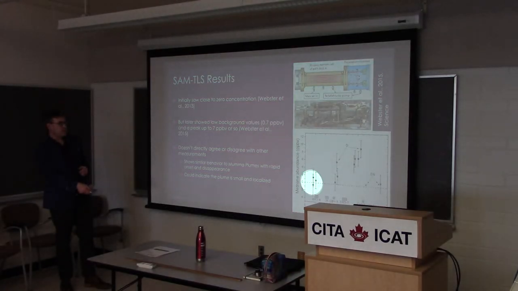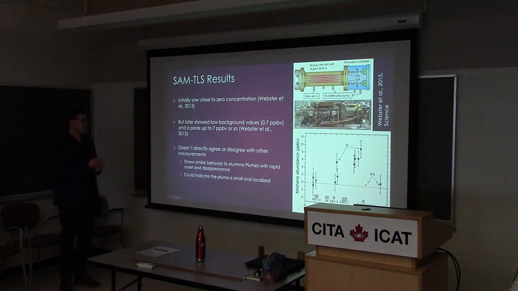So here are the initial measurements that are not inconsistent with zero, and then we start to see these sort of little spiky things. It's interesting. That's a lot like what Mama was seeing. He saw a big spike of methane, and then when he looked again, it disappeared. It seemed to be small. So at least for Curiosity, you could have plumes that are small and localized that give rise to those sorts of behaviors.